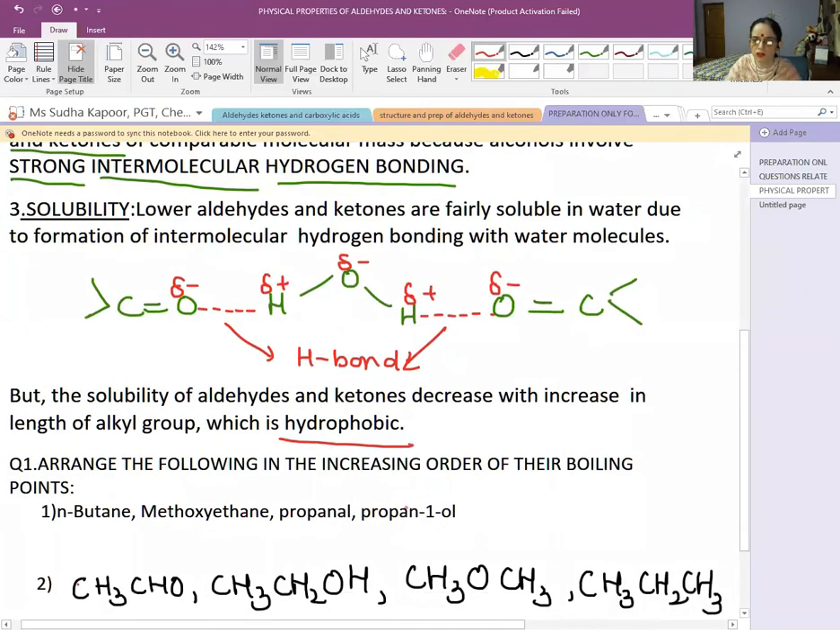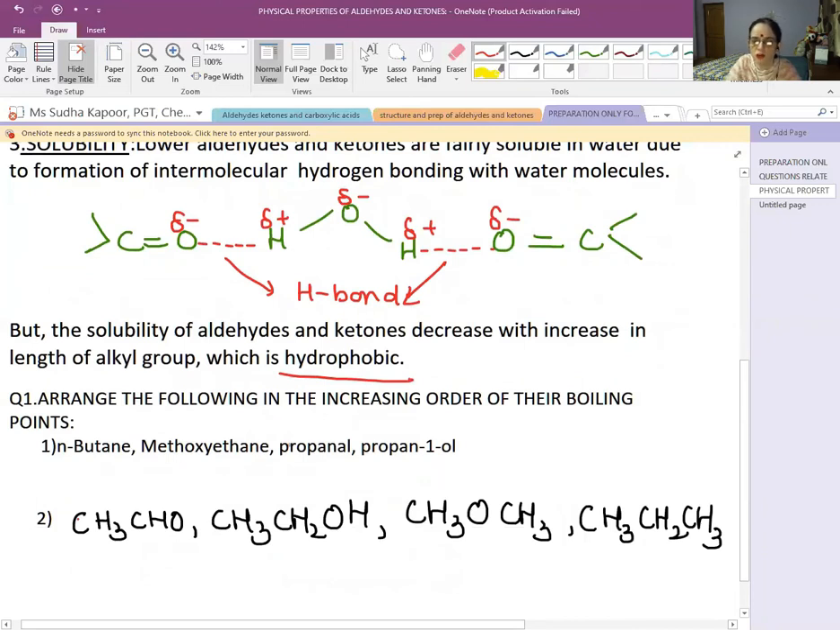Now, a very simple question related to the boiling point. Arrange the following in increasing order of boiling point. First of all, compare the nature of the functional group. It is butane, a simple hydrocarbon; then methoxyethane, the ether; propanal, the carbonyl compound; and propan-1-ol, the alcohol. If they have nearly the same molecular mass, then we can easily compare. Propan-1-ol is an alcohol, and among these, the alcohol is going to have the highest boiling point because of intermolecular H bonding. So we have to arrange them in increasing order.